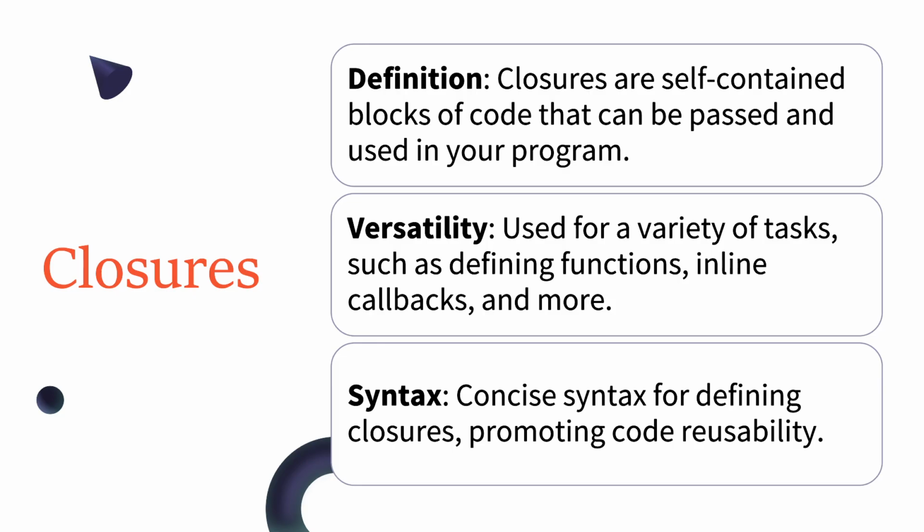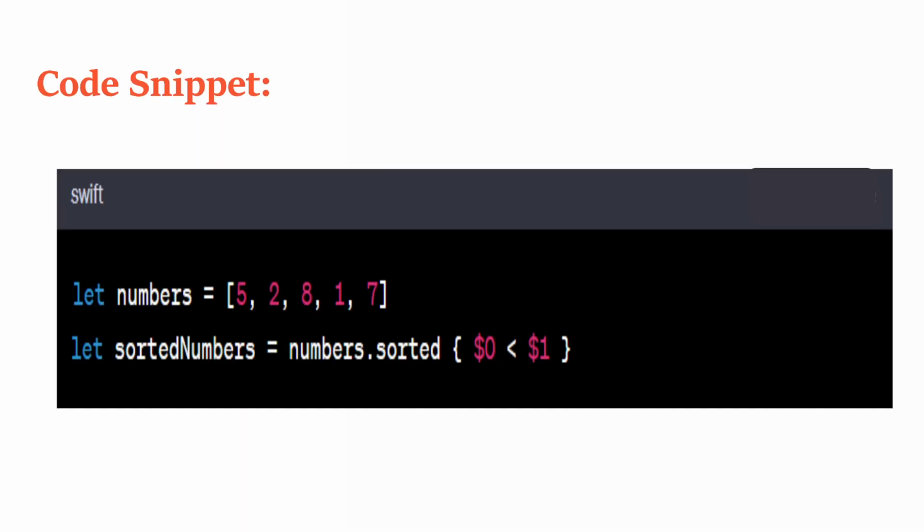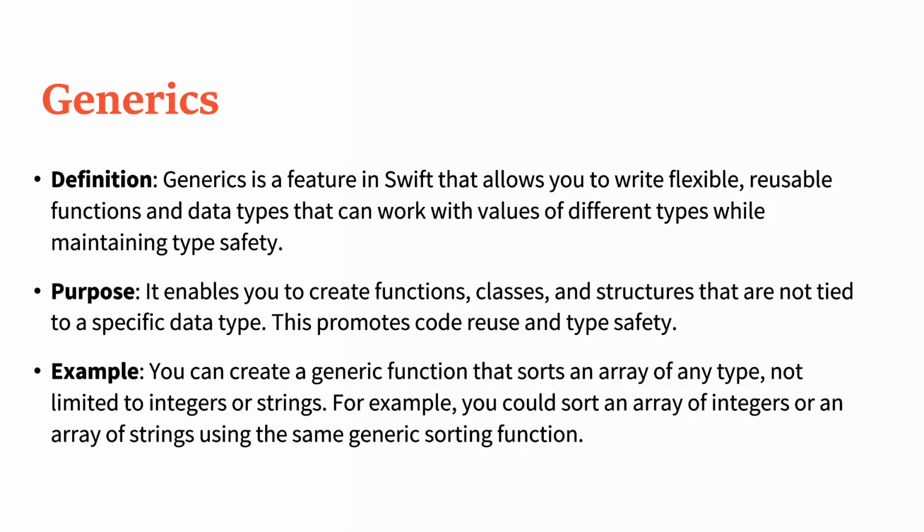Closures. Definition: closures are self-contained blocks of code that can be passed around and used in your program. Versatility: used for various tasks such as defining functions, inline callbacks, and more. Syntax: concise syntax for defining closures, promoting code reusability. This is a code snippet of closures. Generics. The purpose of generics is that it enables you to create functions, classes, and structures that are not tied to a specific data type.